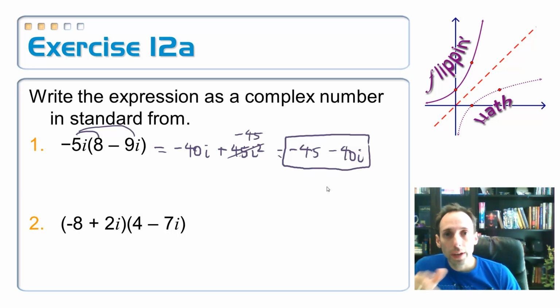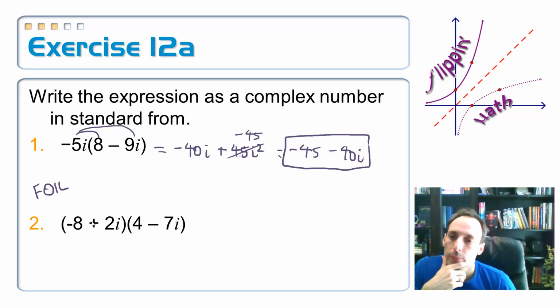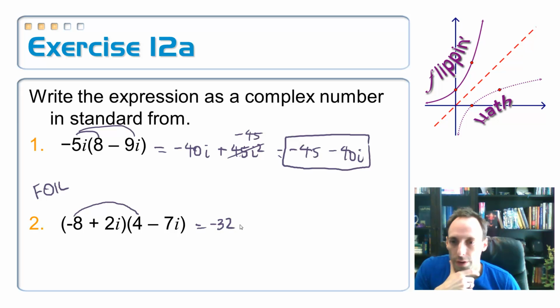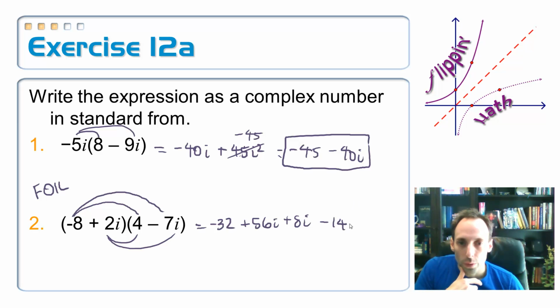Ooh, look at number 2. What do you think we're going to have to use on this? If you said a 4-letter F word, you were right, foil. So first, negative 32. Outside, negative times negative, positive 56i. Inside, positive 8i. And then my last ones, negative 14i squared.